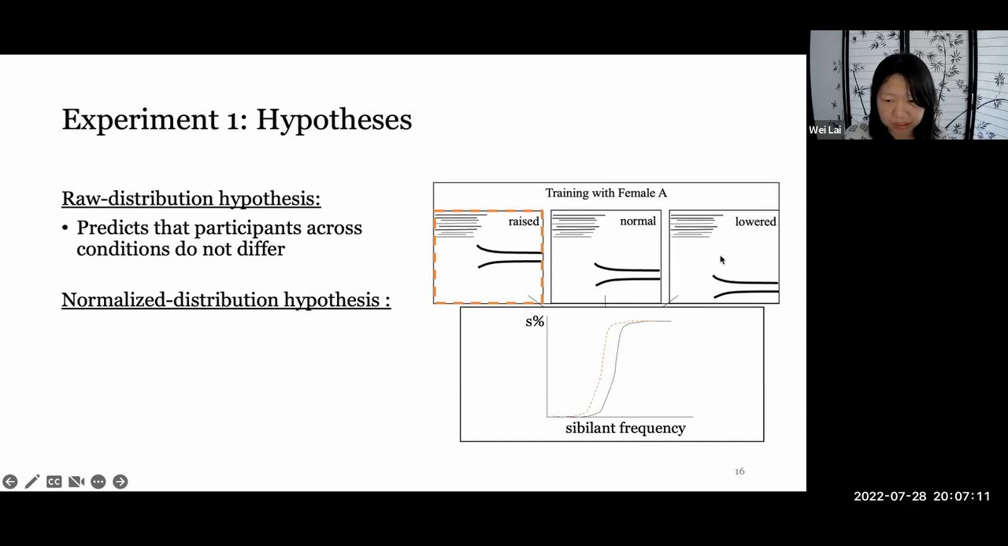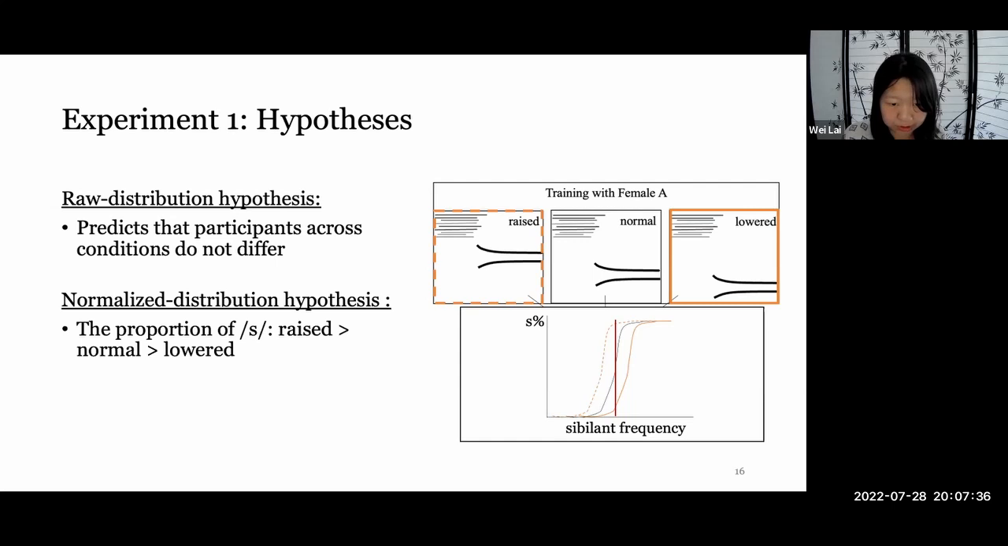Similarly, participants in the lowered condition will hear lower vowel formants, which entails relatively higher sibilant spectral frequency. And this exposure will increase listeners' threshold of identifying S on the continuum and make them report fewer S. So to summarize, the normalized distribution hypothesis would predict the ranking of S report rate across conditions to be raised greater than normal, greater than lowered.